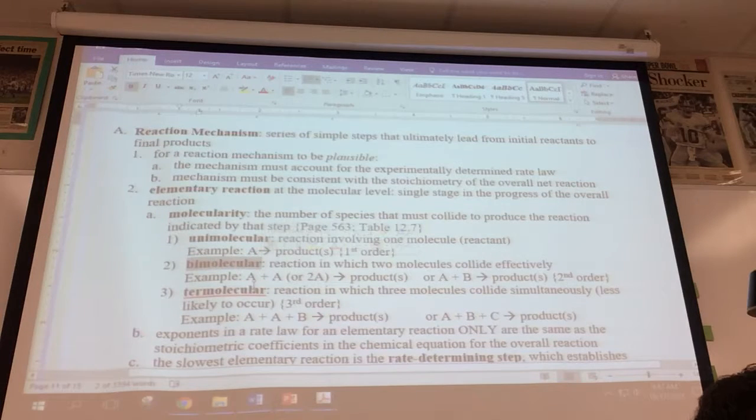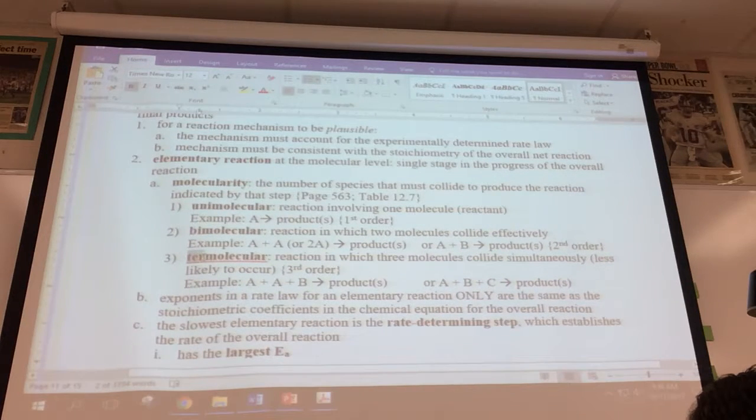Bimolecular. Bi means 2. Like a bicycle. What else starts with bi? Bilingual, biannual, biweekly. In this reaction, you're going to have 2 molecules colliding. You can have 2 of the same, and you typically wouldn't write A plus A, so you'd see 2A, or you can have A plus B. You're going to see second order there. I'll come back to that in a minute, but this is bimolecular.